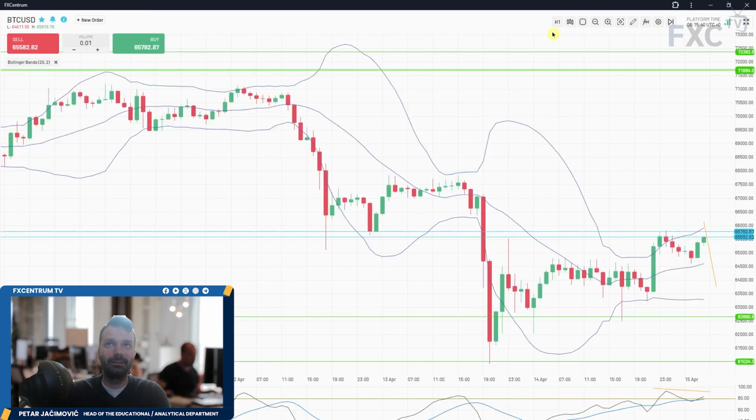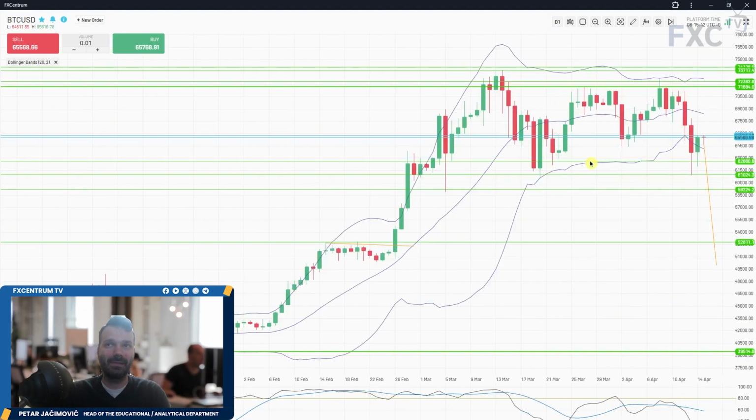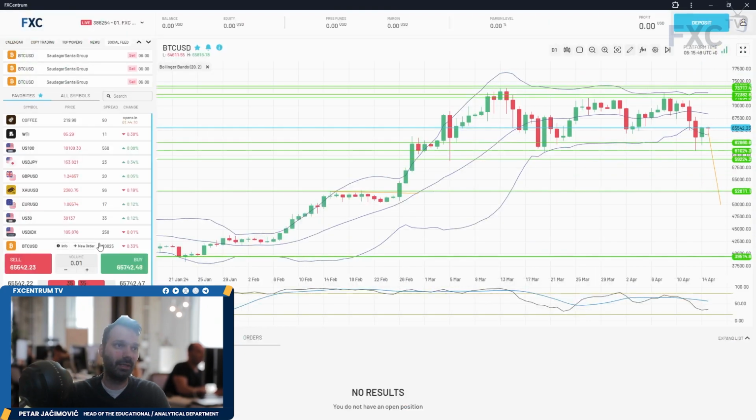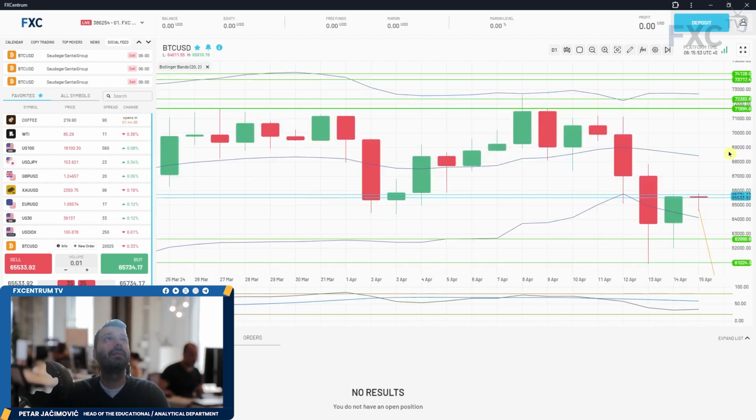So far, this market isn't testing the support, and we will see at this point if we can have a re-break. We would have very strong confirmation for the downside movement. So that will be all for this FX Centrum daily market analysis.